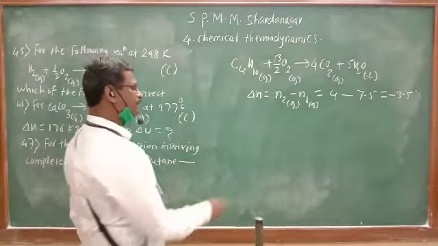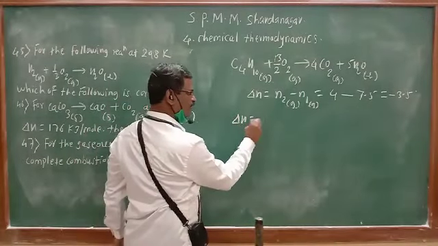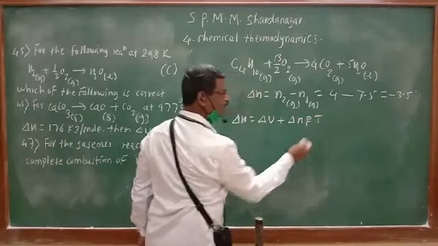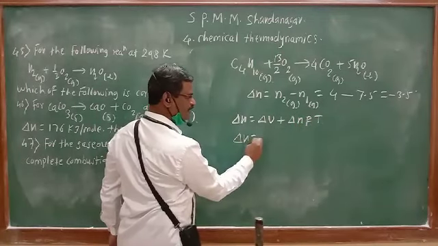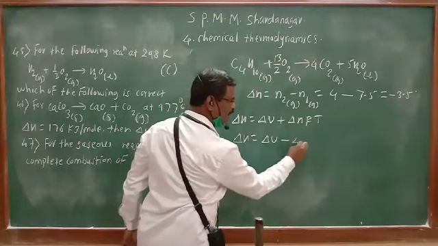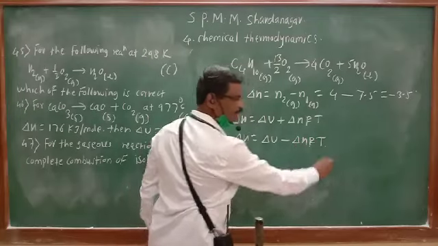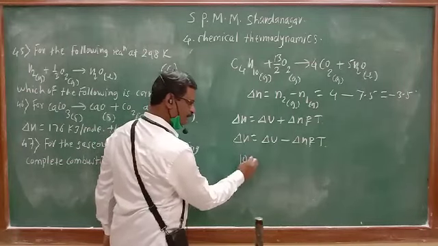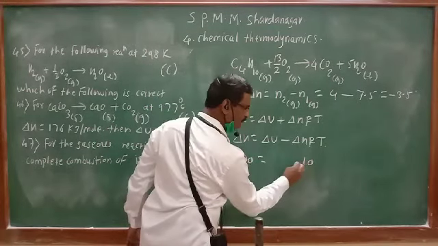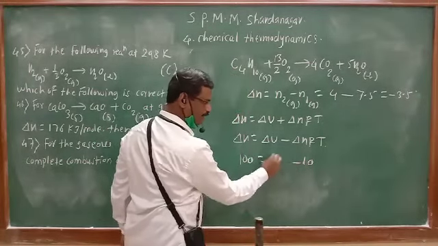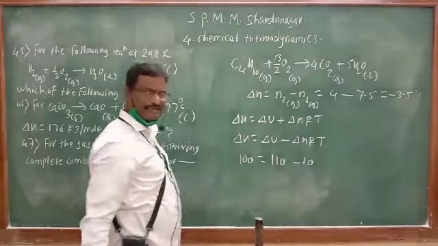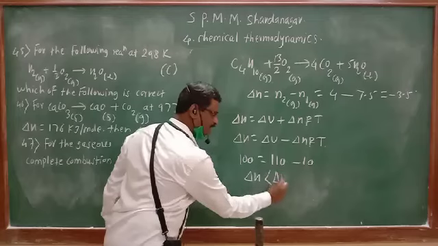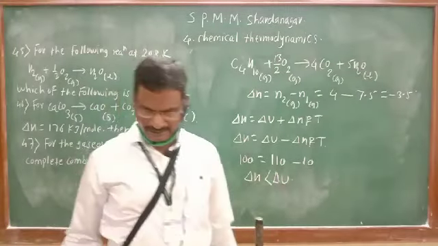Now find out the relation. Delta H is equal to delta U plus delta nRT. Substituting that, delta H is equal to delta U minus delta nRT. So now very simple. If this is 100, and this is 10 minus, what is the answer of delta U? 110. Therefore, what is the relation? Delta H is less than delta U.